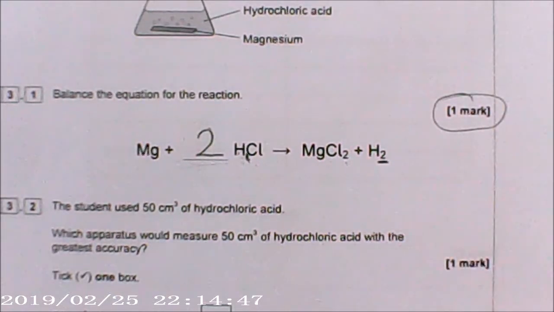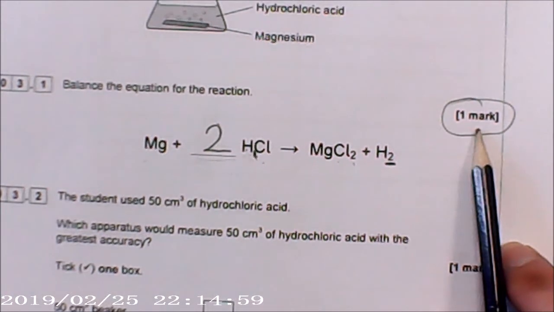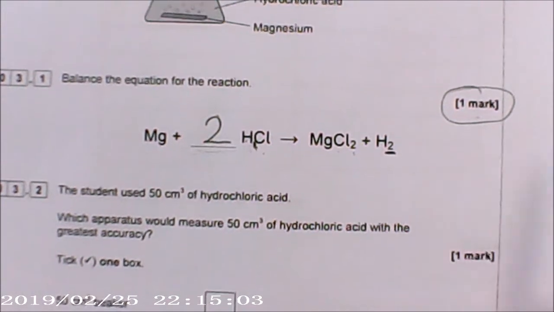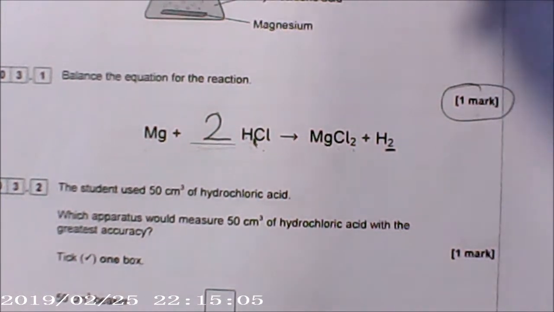I would suggest if you have got a balancing symbol equation and you're not confident with it, then leave it. Don't spend a long time on it, because each mark should be worth about a minute. So if you think it's going to take longer than that, leave it, move on, and then come back to it at the end.